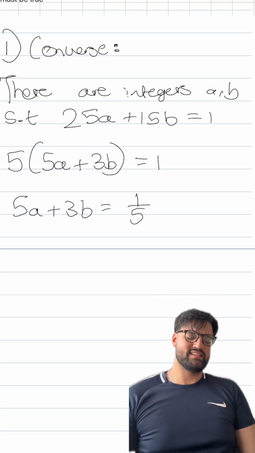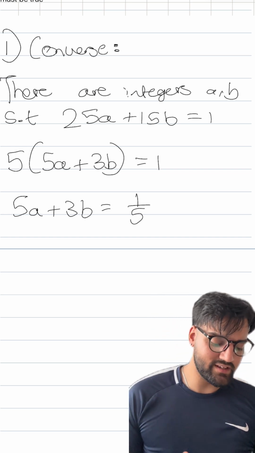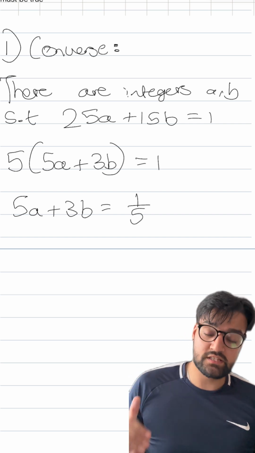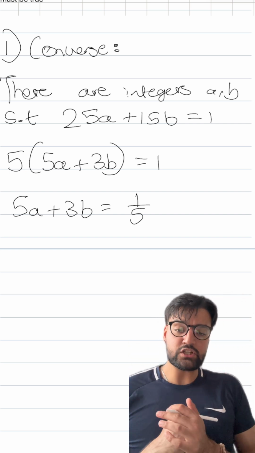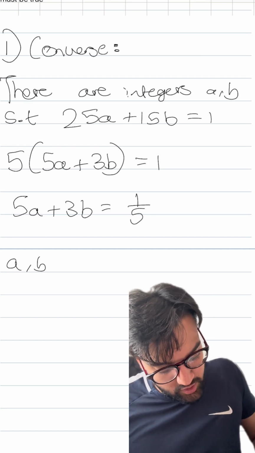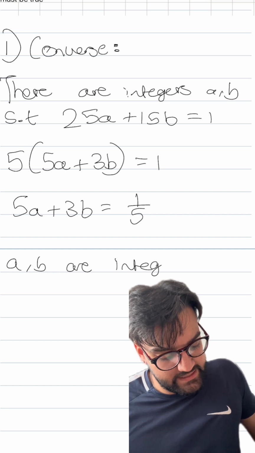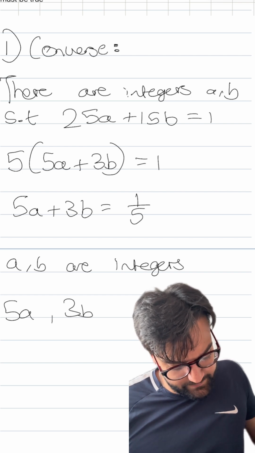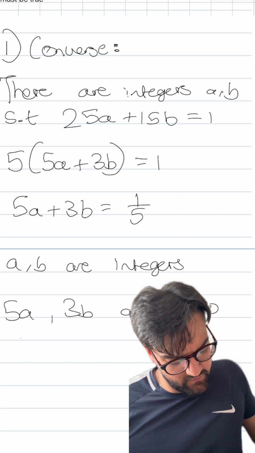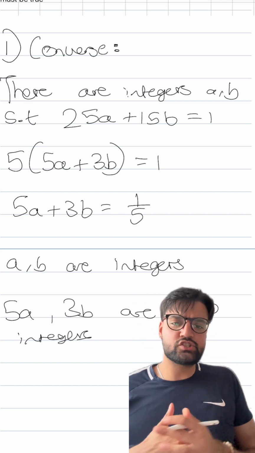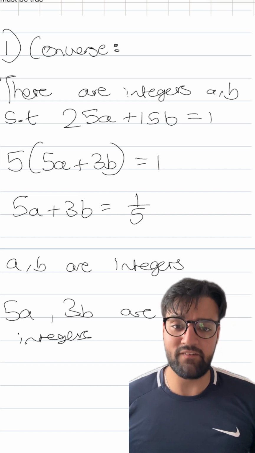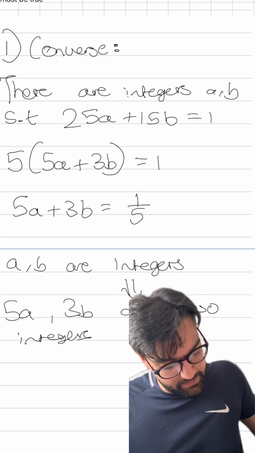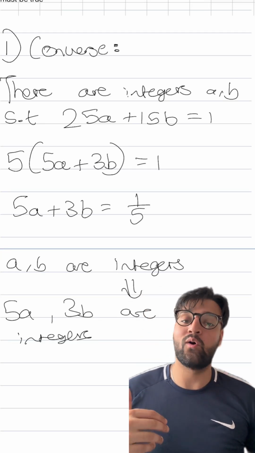Now, why have we done this? Some of you might be ringing alarm bells because 5a plus 3b is a fifth. That doesn't really make sense if a and b are integers, but we'll still go through it step by step. So, remember, we assume that a and b are integers. Now, if they're integers, this must mean that 5a and 3b are also integers, right? And this makes sense because an integer is just a whole number. So if we multiply it by 5 or by 3, it should still be a whole number. So if a and b are integers, this implies that 5a and 3b are also integers.